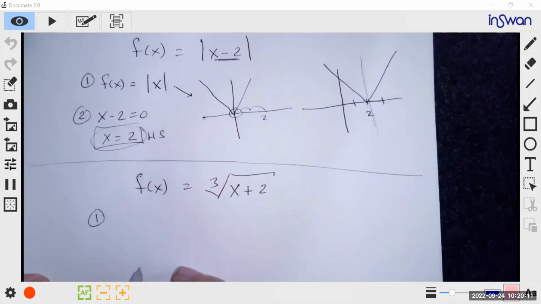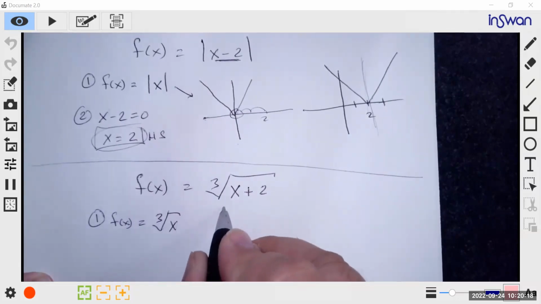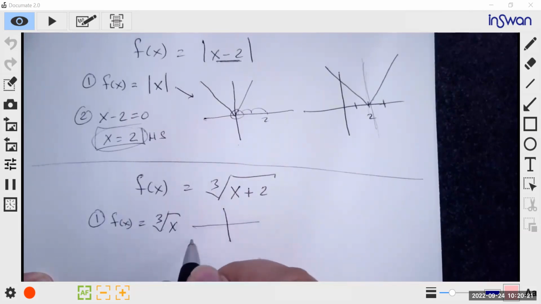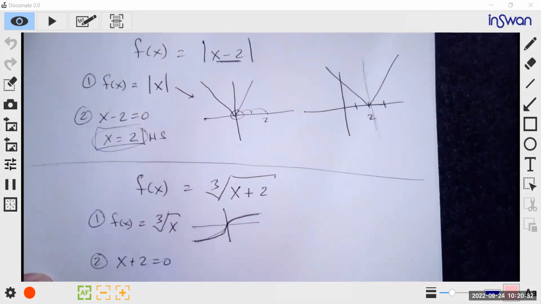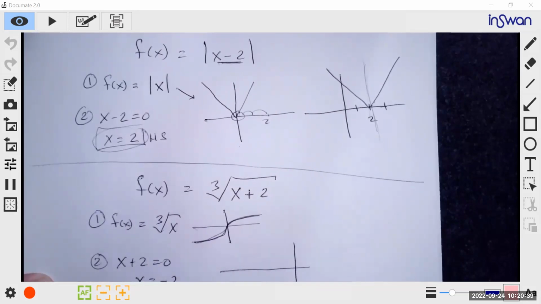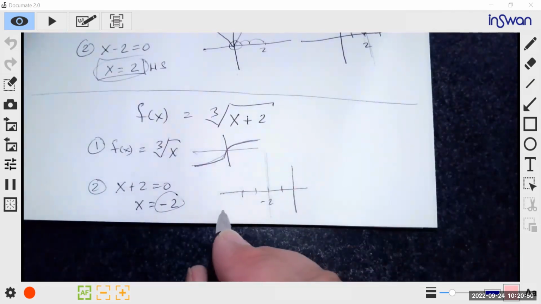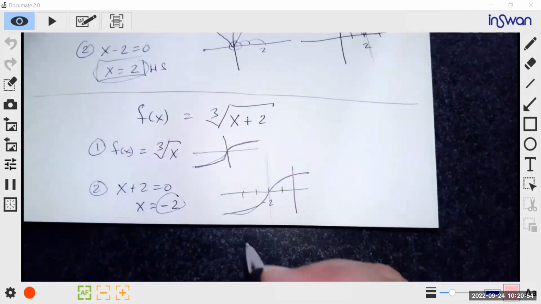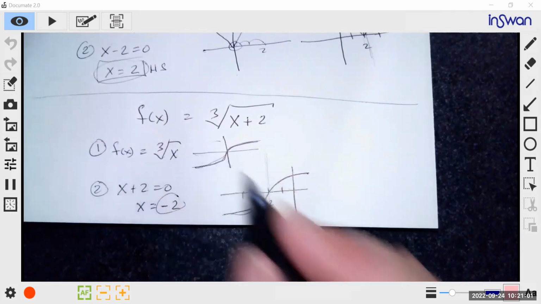So what's the original function? The cube root. The cube root of x, very good. And what does that graph look like? It's actually curved, like a sideways S, like a snake. Solve inside the operation. So that means now my new origin is at -2. So there's my new origin. The graph looks the same. The only thing changed is the origin. It's like you cut and paste this picture and moved it two to the left.